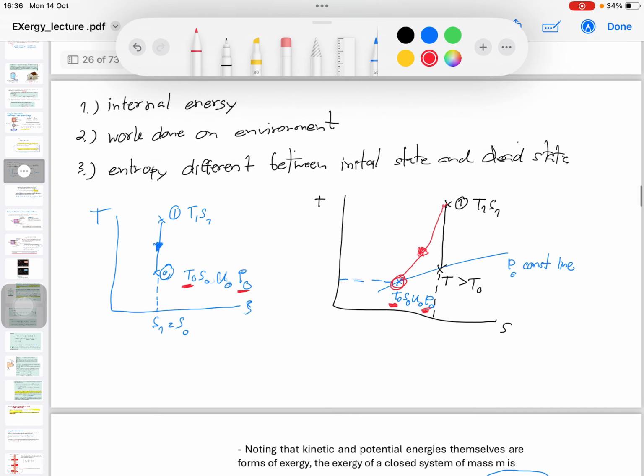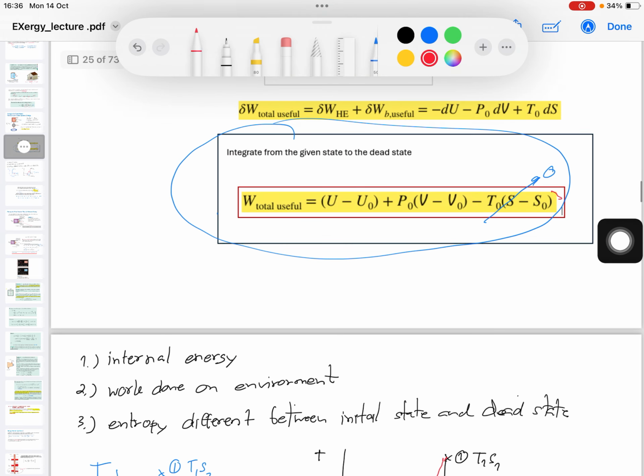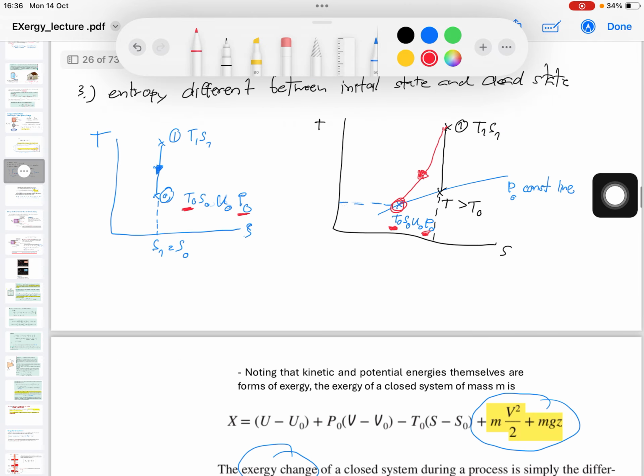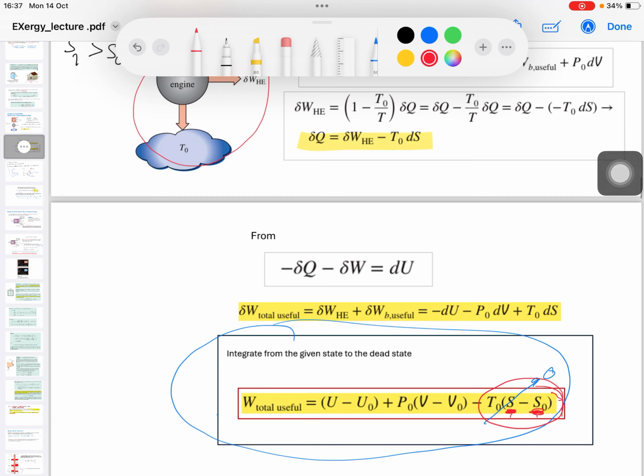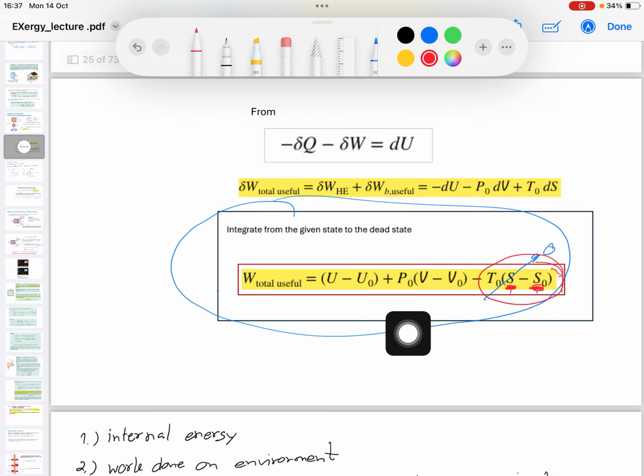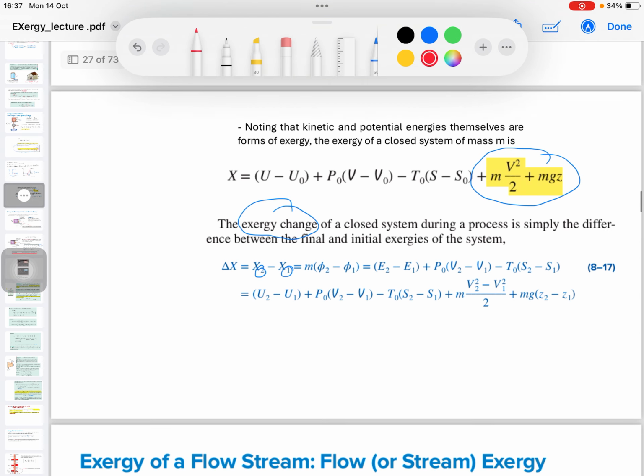And for this case, this term will not equal 0, because I get the difference between entropy at the initial state and entropy at the final state. So this term will not equal 0 for this case. So hope you understand. Just practice using this equation. I will show you the example in the next lecture.